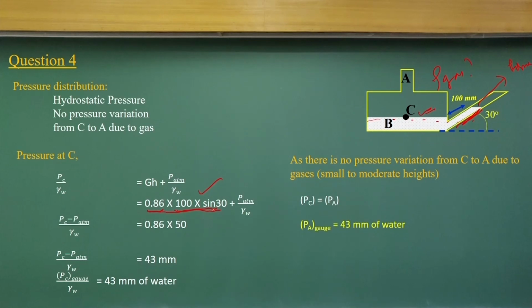If I multiply it, it is in terms of millimeters, that is, the equivalent in millimeters of water of how much pressure is acting there. That is the atmospheric pressure divided by the unit weight of the water. So, we have done it as an equivalent of water. The gauge pressure, the pressure difference between PC and P atmospheric, will come out to be 43 mm of water.